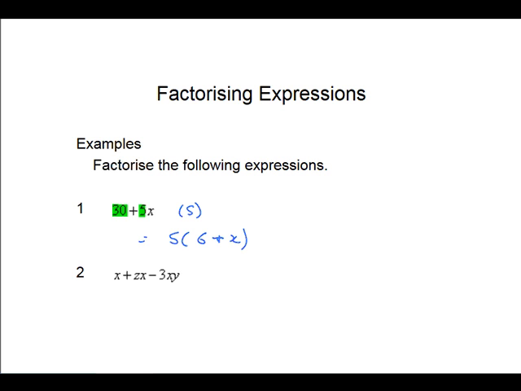So look at the next one here. We've got x plus zx plus 3xy. So it's the x that's common. So you can take that out and write down what's left. So x goes into x 1 time, that's where the 1 comes from. So when you expand it, you need to get the same thing again. That's a check you can do.